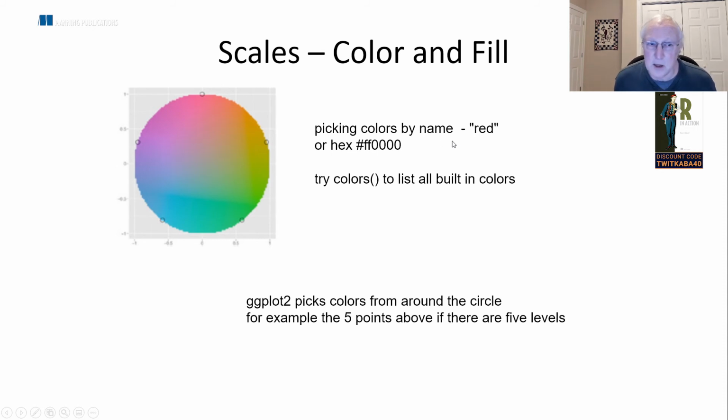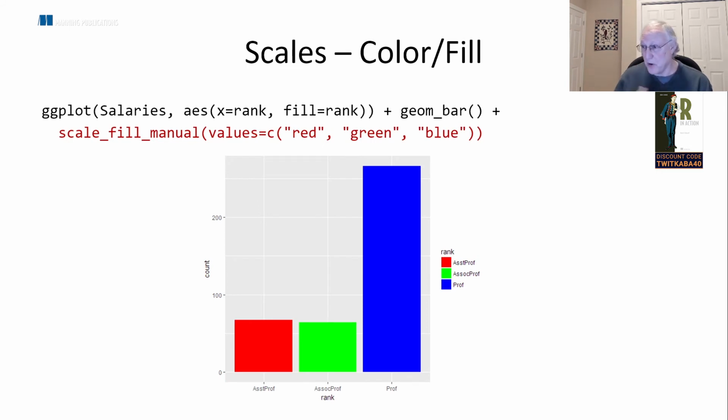Colors are picked off of a color wheel automatically by ggplot. So if I'm going to try 5 colors, it's automatically going to pick the 5 colors on the color wheel that are as far apart as possible. You may or might not like those colors, so you can add your own. This again proves I have no aesthetic taste. Here I'm using the scale_fill_manual function, meaning that I'm going to specify the values myself. Red, green, and blue.